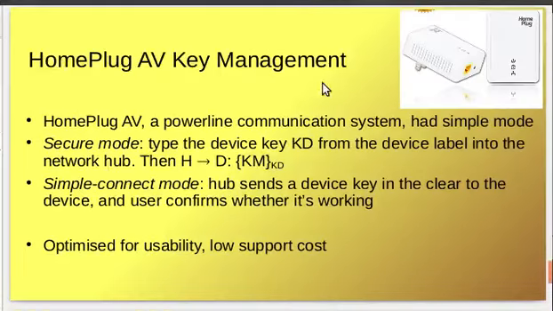Next one is the HomePlug AV key management scheme. HomePlug AV was a power line communication system. You would plug these things into power lines, and they would use the power line to communicate between devices. You would send something like Ethernet. It's not exactly Ethernet. It was a totally different protocol, but it would send out these signals using your power line. So on top of your power signal, there was also this communication scheme.